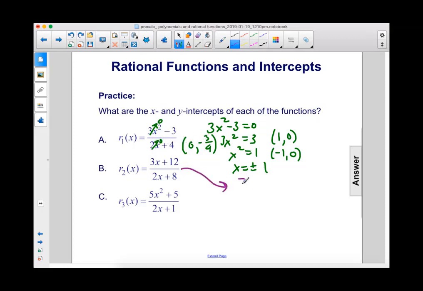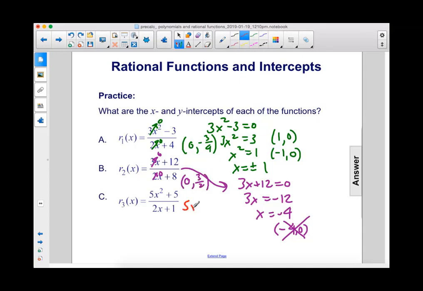So here, we set 3x plus 12 equal to 0. We're solving for the x-intercept. 3x equals negative 12. X equals negative 4. So that means there might be an x-intercept at (negative 4, 0). However, if we plug negative 4 into x, we get 0 on the bottom, which means that there is not actually an x-intercept there. And then for the y-intercept, we plug in 0 for x, and we get 12 over 8, which is 3 over 2. Therefore, there is a y-intercept at (0, 3 over 2).